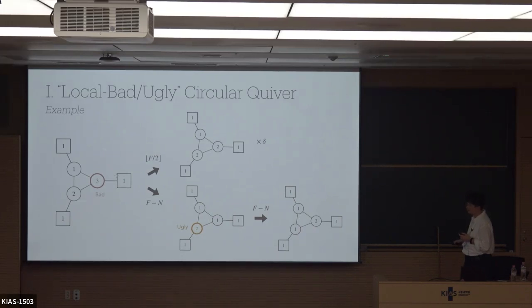So starting with this bad circular quiver, we find two different phases in the IR, and one is accompanied by some delta. Here, for simplicity, I do not explicitly indicate the precise FI parameter, but basically the idea is the same. In this phase, you will encounter some symmetry breaking of the flavor symmetry, in this case, topological symmetry. And in this case, you don't.